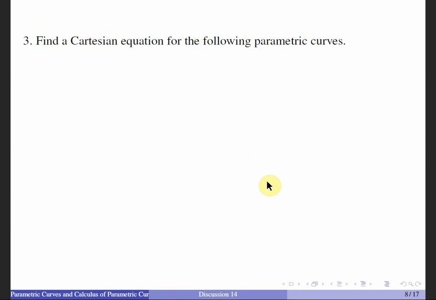Okay, so now let's find the Cartesian equation for the following parametric curves. So we have x is equal to t cubed minus 6t squared plus 12t minus 8, and then y is equal to 10 minus 5t. Okay, so what we're going to do, we will try to merge the two equations in such a way that the variable t becomes eliminated.